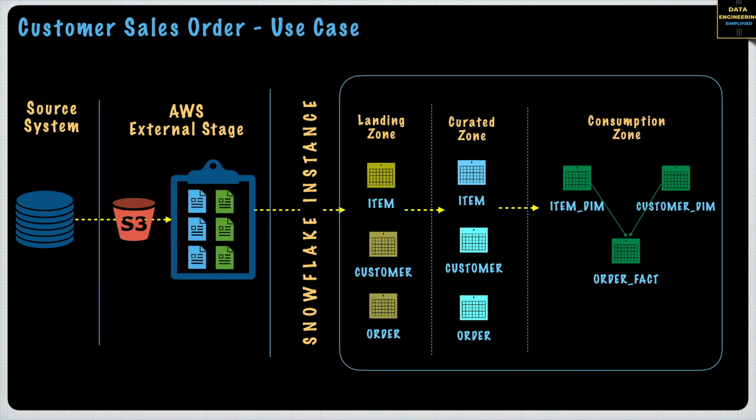We need to make sure that we create a stream object after loading history data, else the stream object will capture history data as a CDC. A stream object does not allow any enable or disable feature. Once it is created, it starts functioning.